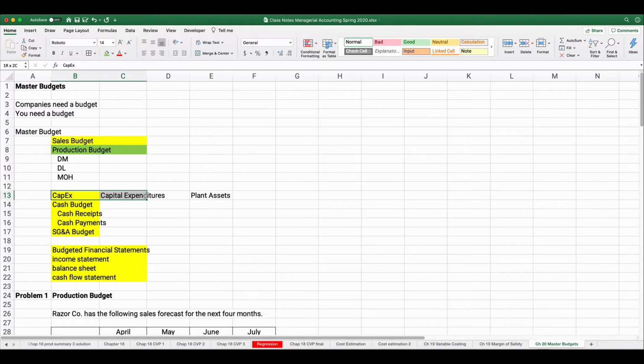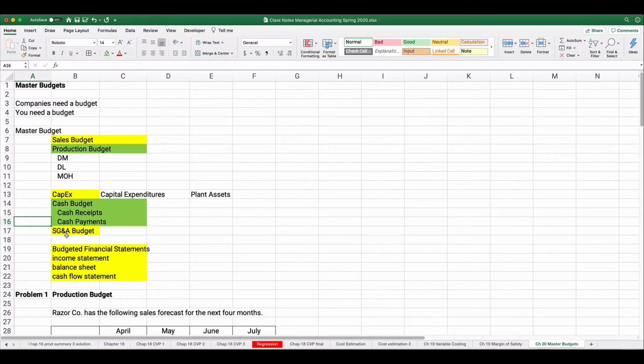There's a CapEx budget. Capital expenditures is called CapEx, or the plant assets. Property, plant, and equipment, all that means the same thing. We're going to do the portions of the cash budget, cash receipts budget, and cash payments budget. Then you can certainly plan your operating expense budget, so selling, general, administrative. And then budgeted financial statements, kind of tie everything together. So you take your production and your sales and then your SG&A and kind of work from there.